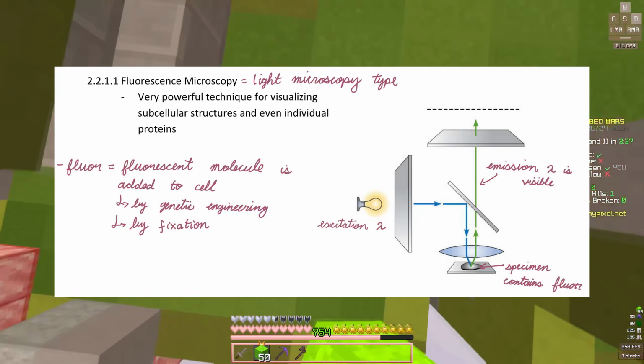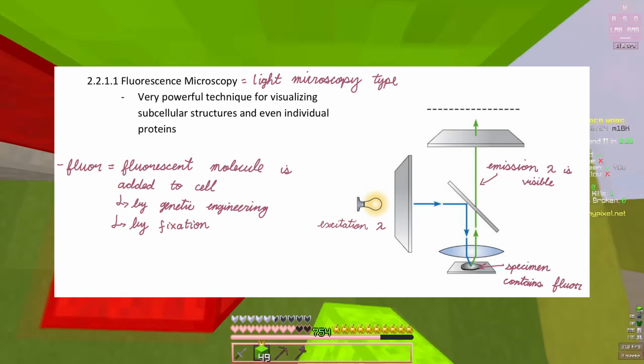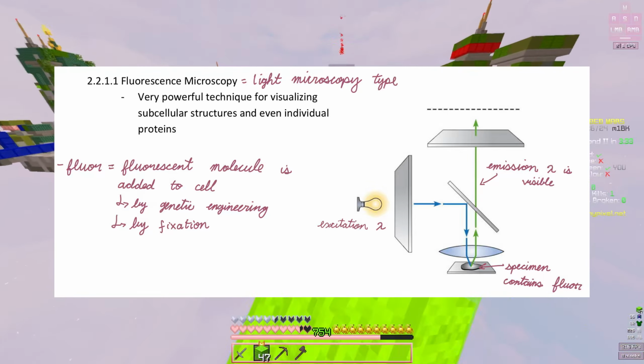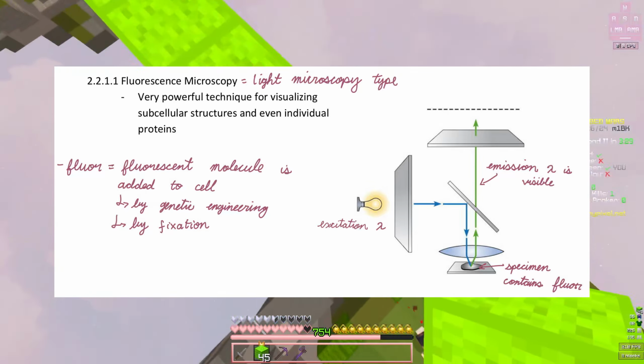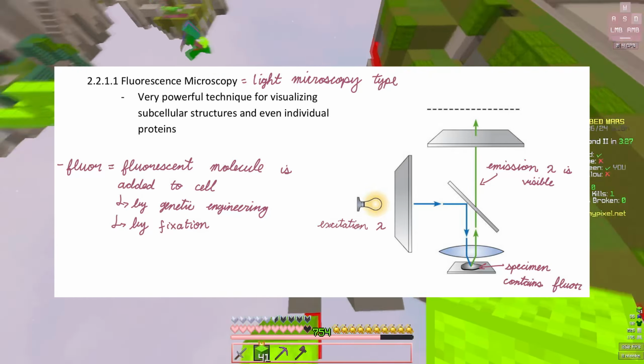So basically we have this excitation wavelength that goes kind of sideways usually, and then we have the specimen on the bottom that contains the fluor, which will glow, and then we have the emission wavelength that is visible. It goes kind of up in this diagram, I guess.